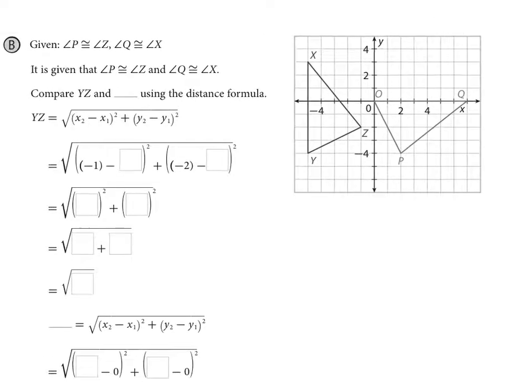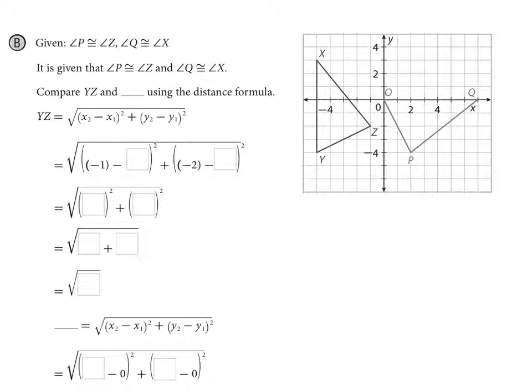And we're going to look here at this. It's given that angle P, I'm going to mark it, is congruent to angle Z, and angle Q is congruent, and I'm going to mark it with 2, to angle X. Okay, so I have those, and I took care of that right there.